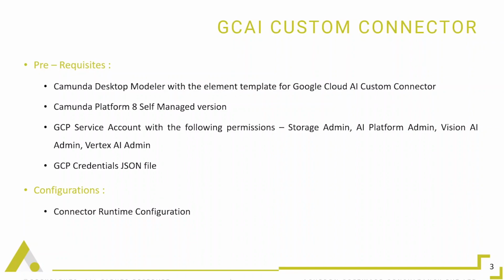Further, we should have a GCP service account with the following permissions: Storage Admin, Vision AI Admin, Vertex AI Admin, and AI Platform Admin, with the API enabled for the Cloud Vision APIs and also for the Cloud Video Intelligence API. Then we have to download the credentials JSON file and keep it in our local directory for loading it inside this connector. We also need to configure the connector runtime in order to run the connector in Camunda. This has been demonstrated in the previous video of this connector, whose link is given in the description.